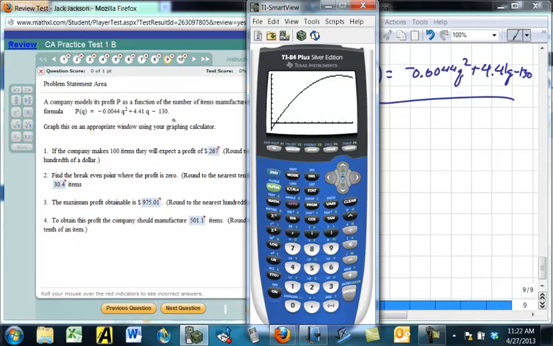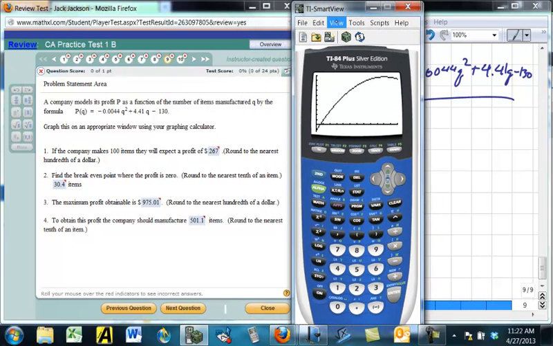So if it makes 100 items, we're told an X and we need to find a Y. On your calculator, the easy way to do that is just hit trace, type in the X, and it will tell you the Y there, and it'll find the point for you. There it is. And the Y is 267. Y is P, profit, in dollars. X is Q, quantity, the number of items made. So if they make 100 items, they make $267 profit.